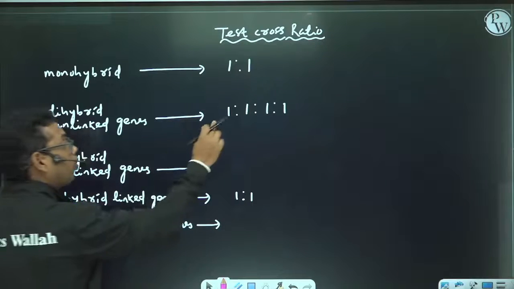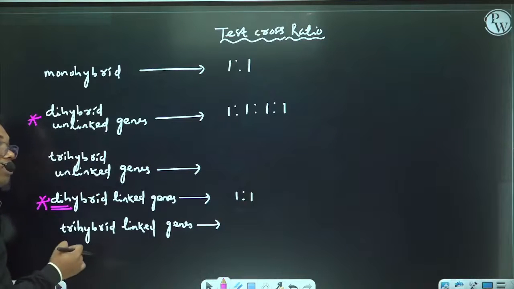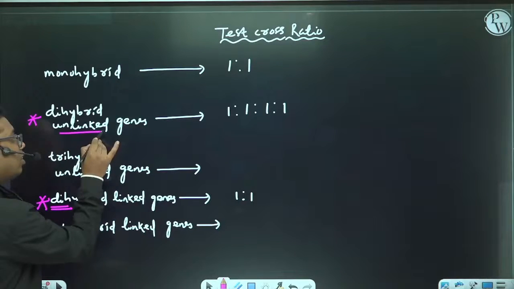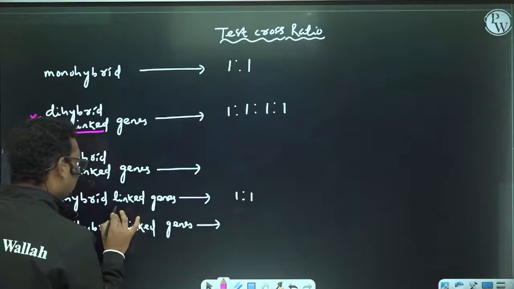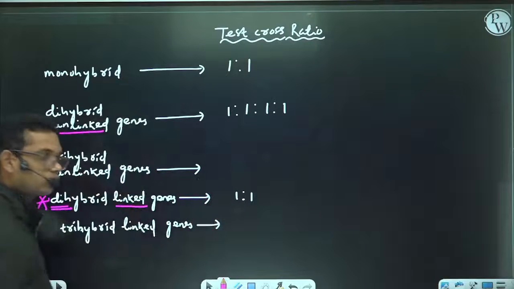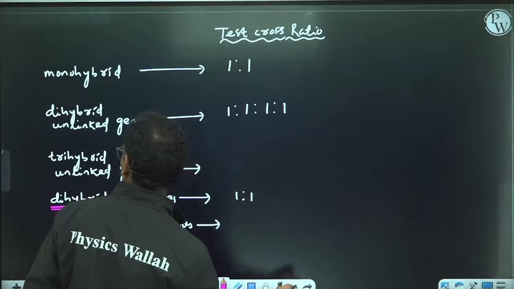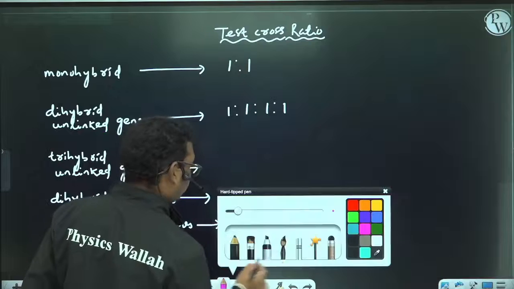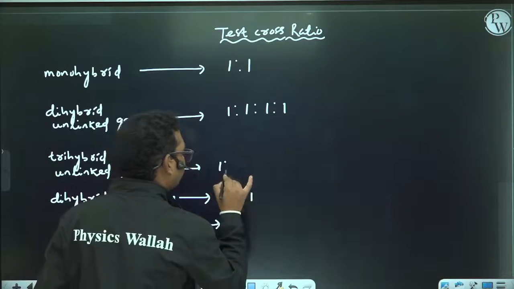Okay, so in case of dihybrid test cross, the ratio can be 1:1:1:1 or can be 1:1. Depends on the nature of genes. If the genes are unlinked, the ratio will be 1:1:1:1. If they are linked, it will be 1:1. Clear? Like that, in case of trihybrid cross, if the genes are unlinked, the ratio will be 1:1:1:1:1:1:1:1, that is 8:1.